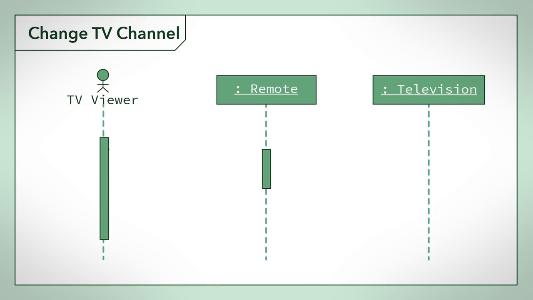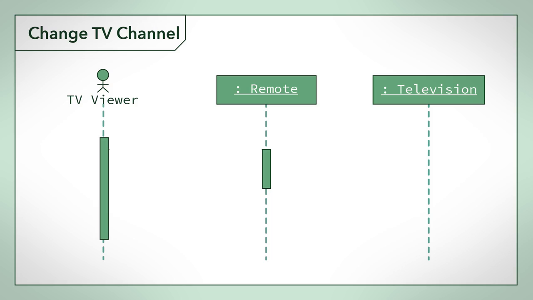This activates both the TV viewer and the remote in our sequence diagram. When an object is activated, we denote this on our sequence diagram using small rectangles on the object's lifeline. You activate an object whenever it sends, receives, or is waiting for a message.